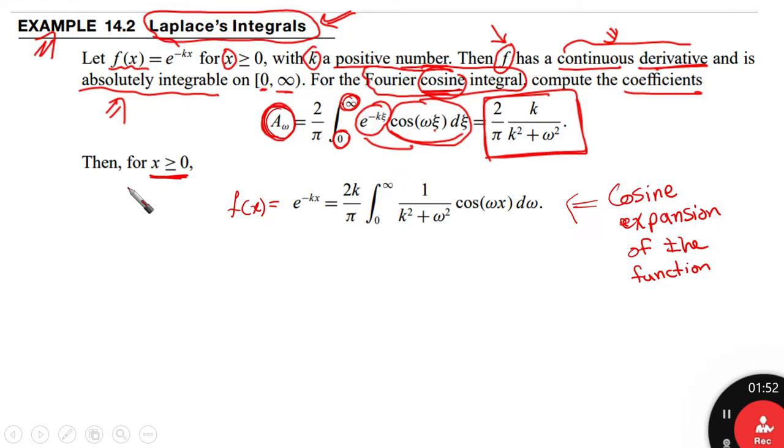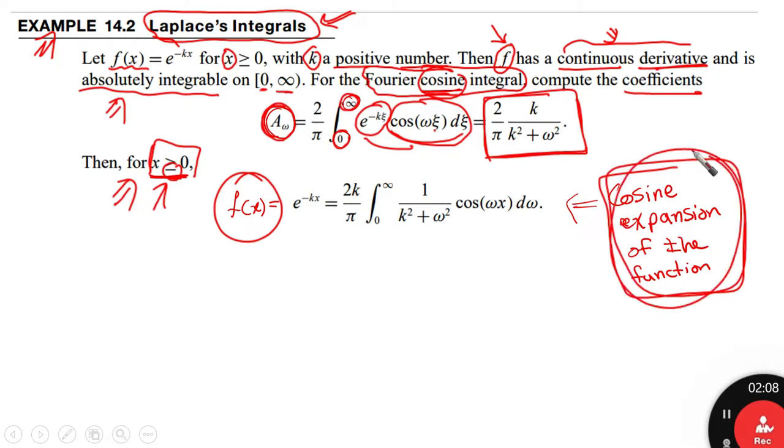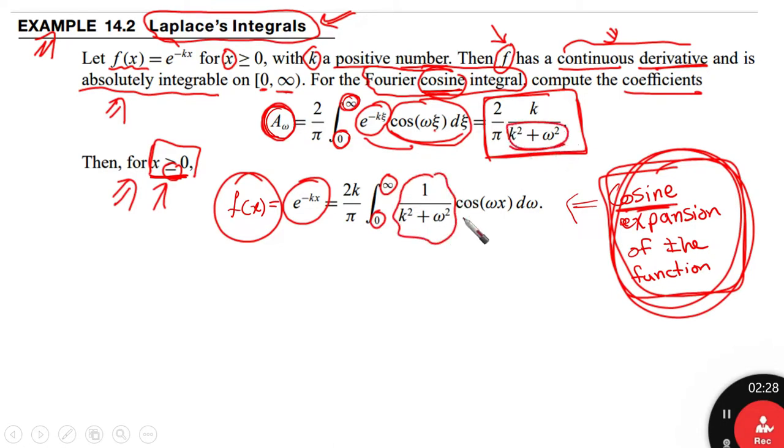Then we can say that for x larger than or equal to 0, take care here, we have an equal sign, so it includes 0. Our function can be expanded based on cosine terms only. We can say f of x, which equals e to minus kx, equals 2k over pi, the integration from 0 to infinity, of 1 over k squared plus omega squared, this is the denominator, times cosine omega x, d omega.